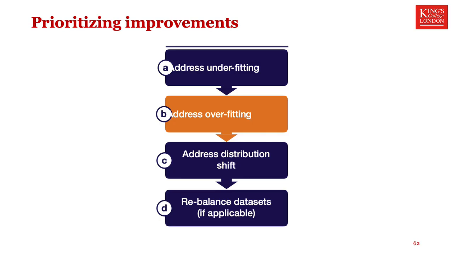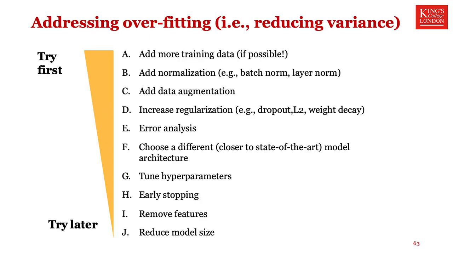The second step is to address overfitting. So we've been looking into underfitting. We're now going to be looking into overfitting the data. Again, there's a sequence of steps that you need to go through to reduce variance. The very bottom ones, again, is not something that I would advise, but the top ones, they're definitely something you should go for. So if more data is available, you should always add more data.